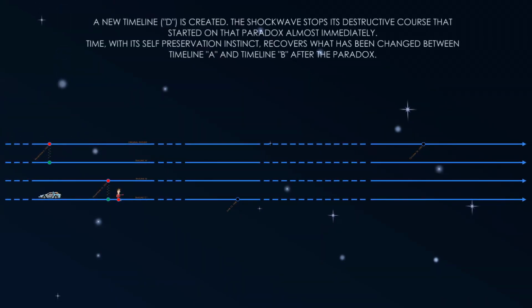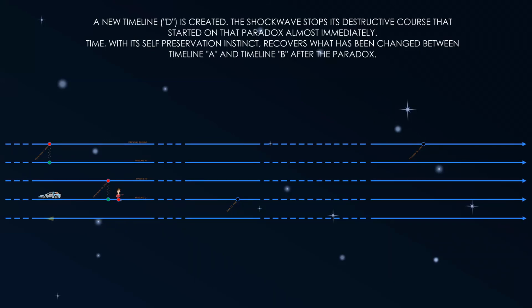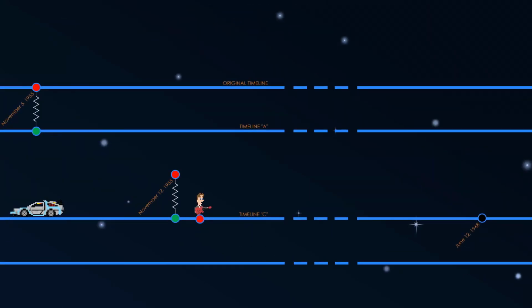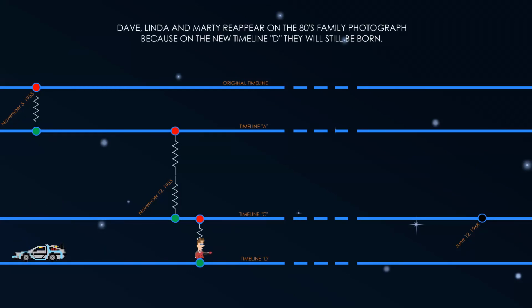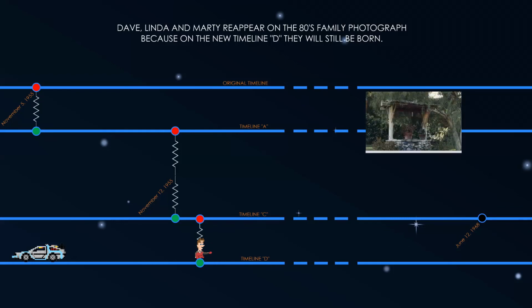A new timeline D is created. The shockwave that started on that paradox stops its destructive course almost immediately. Time, with its self-preservation instinct, recovers what has been changed between timeline A and timeline B after the paradox. Dave, Linda and Marty reappear on the 80s family photograph because on the new timeline, D, they will still be born.